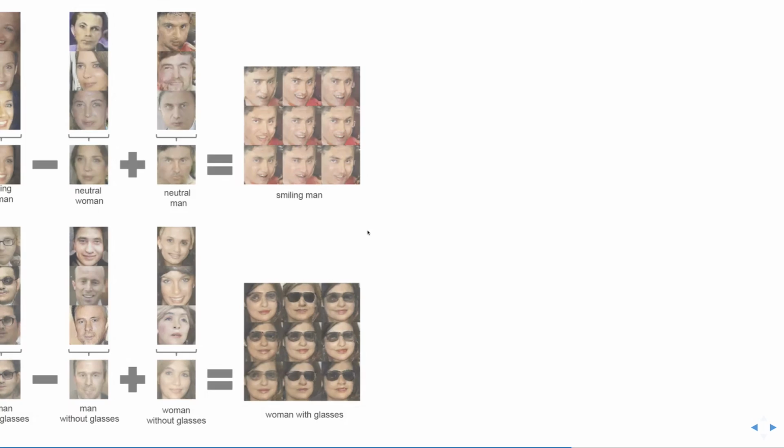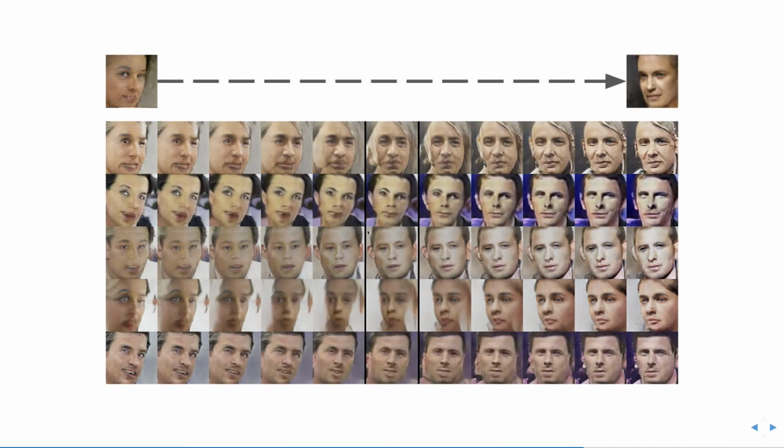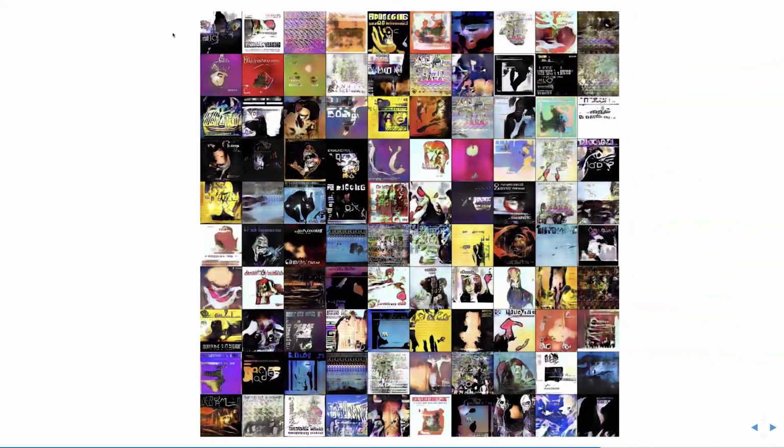Or you can rotate faces in latent space. Somebody has made a Twitter bot that applies this, called Smile Vector, that we can have a look at later. But just so you take a guess, what are these?